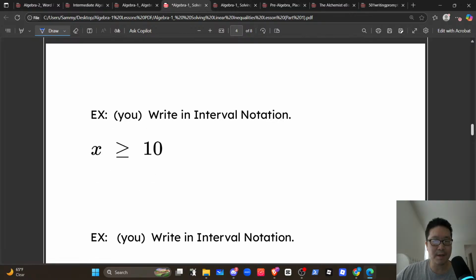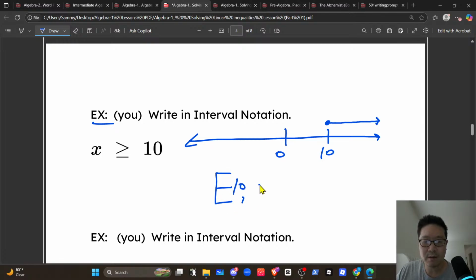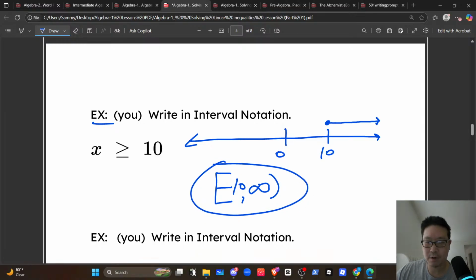All right, let's try another example. It says x is greater than or equal to 10. And again, let's draw it on the number line. We have 0, we have 10. And since it's a non-strict inequality, we can use a closed circle and have it point all the way to the right. Okay, greater than or equal to 10. In interval notation, this would be square bracket, 10 to positive infinity. And that would be your answer.